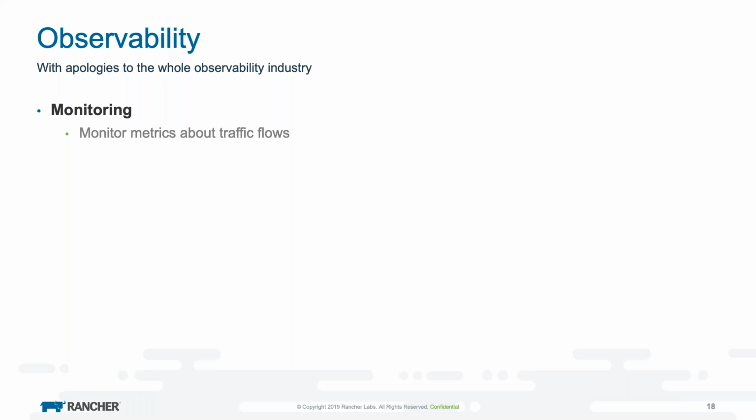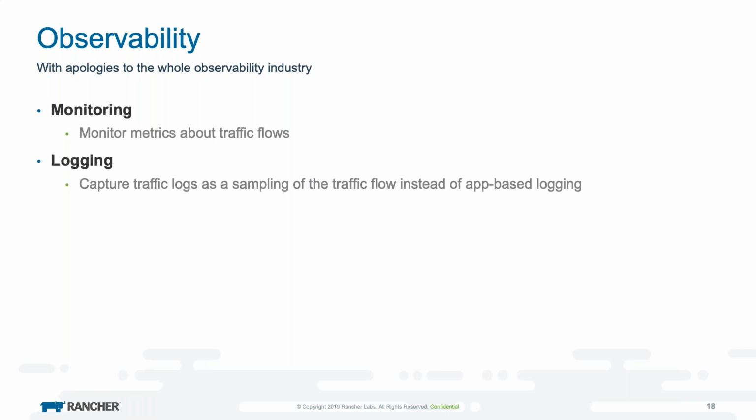Under logging, we can capture traffic logs as a sampling of the traffic flow in addition to app-based logging. So capturing traffic logs now, we can capture when a request comes in, where's that request destined? What is the request ID if we wanted to do things like distributed tracing? What is the content of the request? So if something goes wrong in our application or in our microservice, we don't have to rely on that microservice working well enough to output a log. We can see that traffic arrived at that microservice and something went wrong. So it gives us sort of an enhanced visibility into the traffic flow.